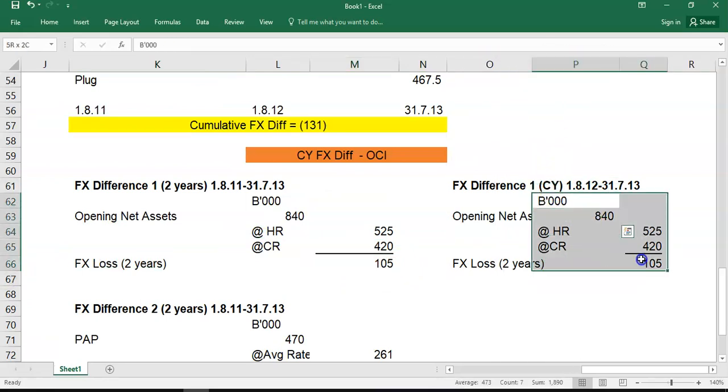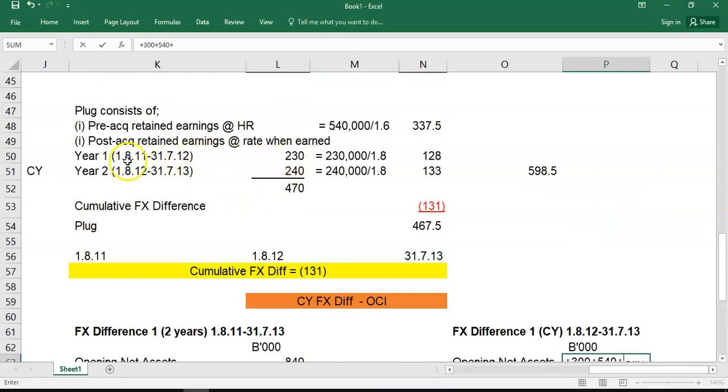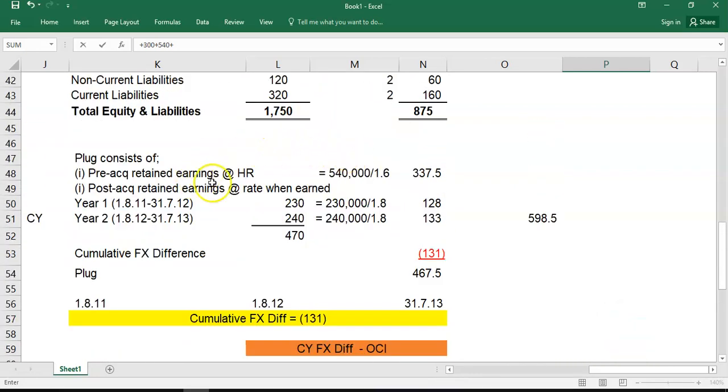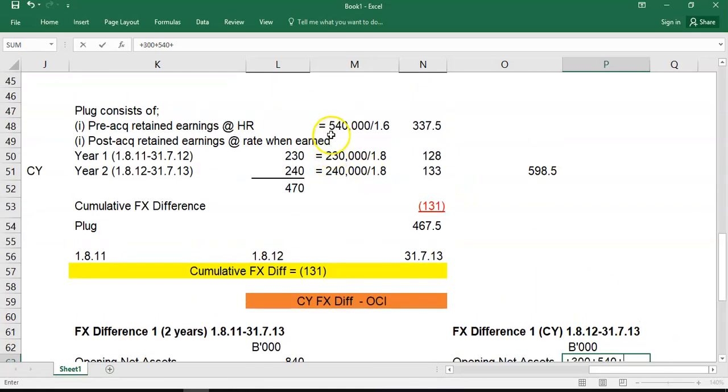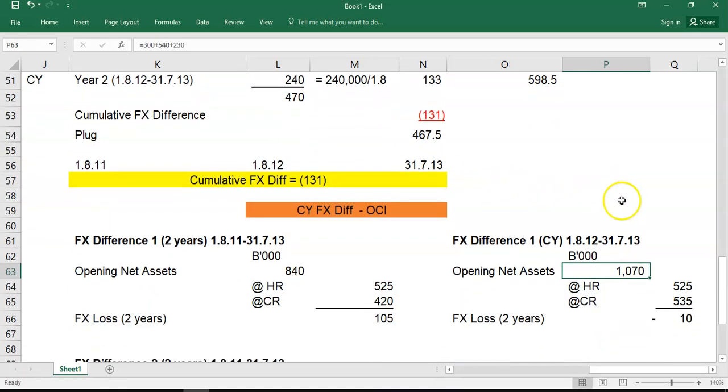So how you do that is you have to figure out what is the opening net assets at the 1st of August, i.e. the start of the year, the 1st of August 2012. That will be 300 plus 540, which is the net assets at the 1st of August 2011, plus, be careful, the 230 that you earned prior year. So you're adding on the post-acquisition profit the prior year. So your retained earnings actually at the 1st of August 2012 would have been 540 plus 230, which is 570. So add on 230. So 1070.